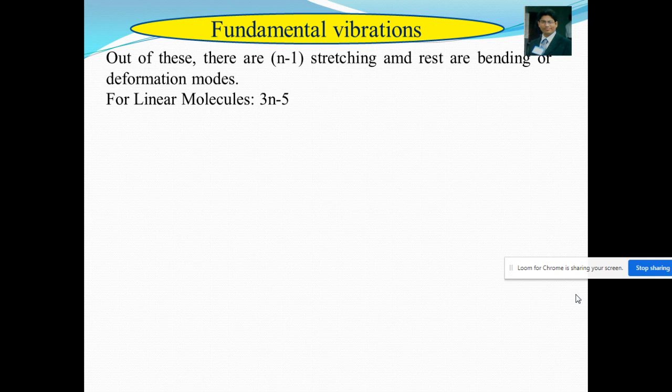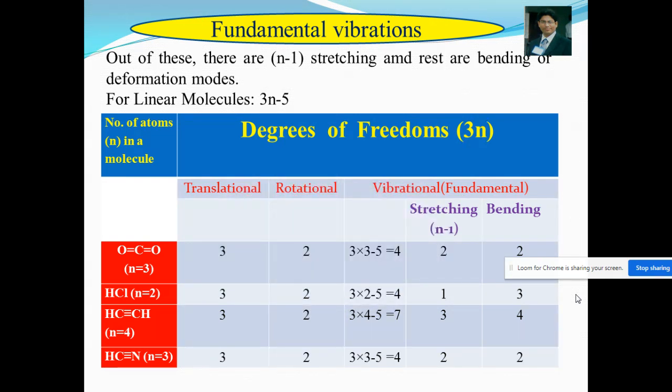For the linear molecule, we can calculate the degrees of freedom, the number of fundamental vibrations, the number of stretching and the number of bending. But in this way, from the chart, we can easily calculate these numbers. First of all, we are taking carbon dioxide. Here, the number of atoms is equal to 3: 1, 2, 3. So, the translational degrees of freedom is equal to 3. And as it is a linear molecule, the rotational degree of freedom is equal to 2.